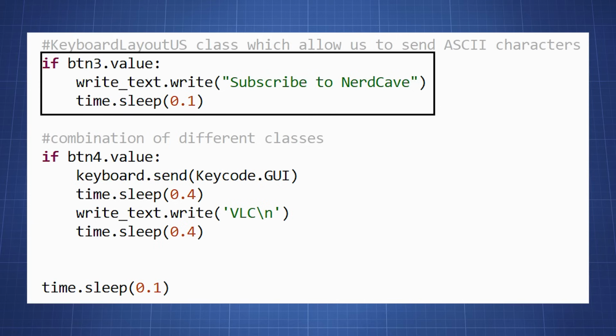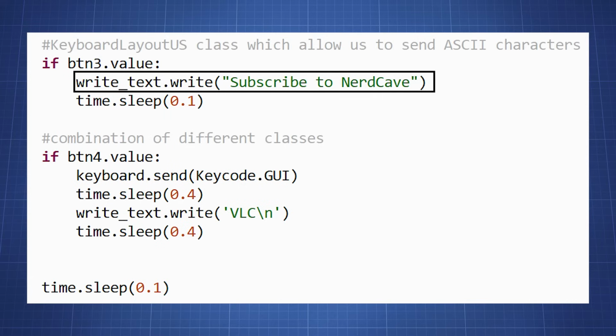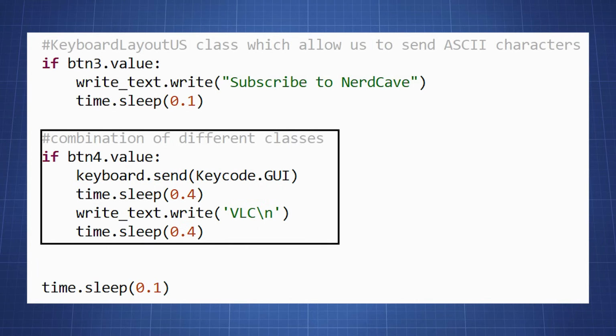For our third button, we use the keyboard layout US class to allow us to send ASCII characters. And here we are writing the text "subscribe to Nerdcave", because there are awesome and somewhat useless but still entertaining projects coming up.